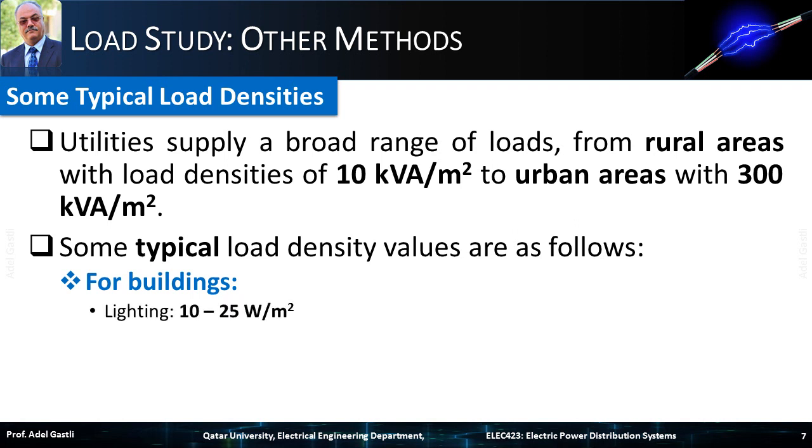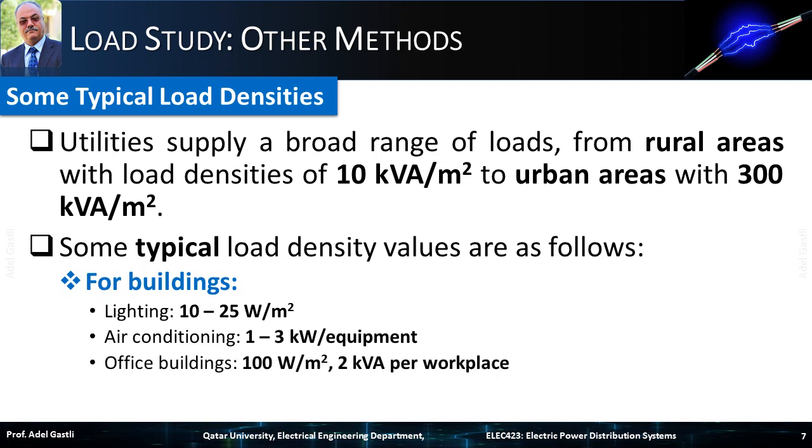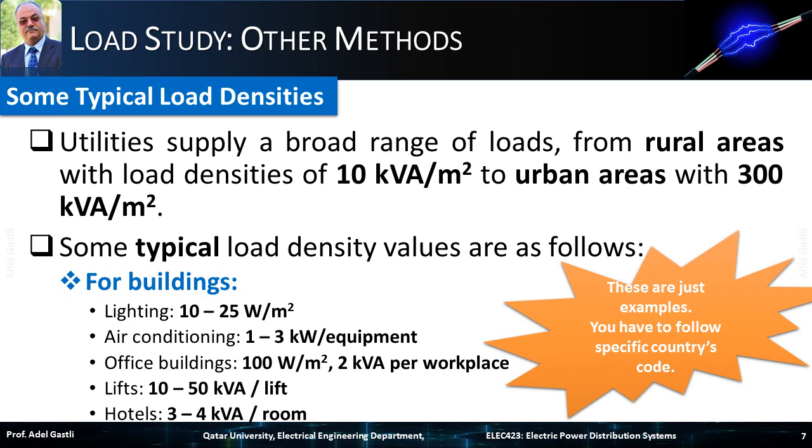For lighting, the load density is about 10 to 25 watts per square meters. For air conditioning, the load density is between 1 and 3 kilowatts per equipment. For office buildings, the typical load density is about 100 watts per square meters, or 2 kVA per workplace. For lifts, the load density is usually between 10 and 50 kVA per lift. For hotels, the load density is between 3 and 4 kVA per room. These are just few examples. When you conduct distribution system design for a specific country, you have to follow its specific code.